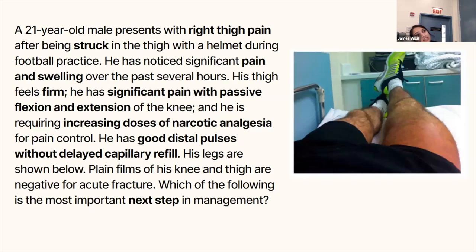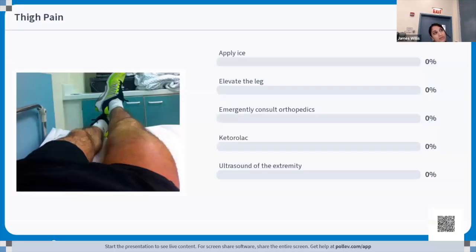So it's a 21-year-old male coming in with right thigh pain after being struck in the thigh with a helmet during football practice. He's had significant pain and swelling, significant pain with passive flexion and extension of the knee, and he's requiring increasing doses of pain meds. He has good distal pulses without delayed cap refill. The x-rays are negative for a fracture. So what would the next step be?